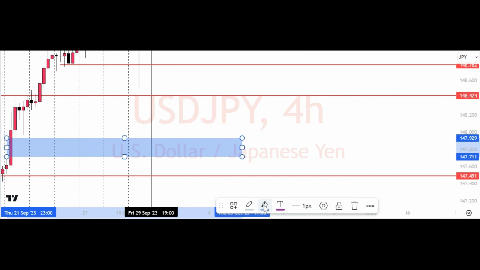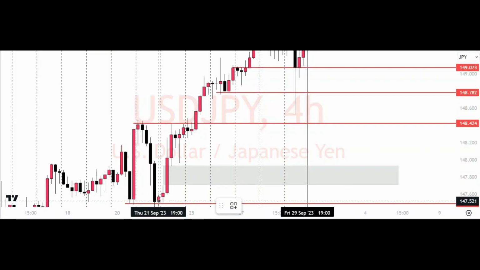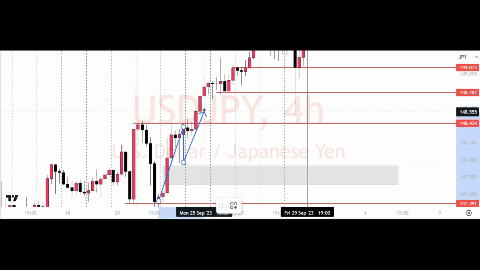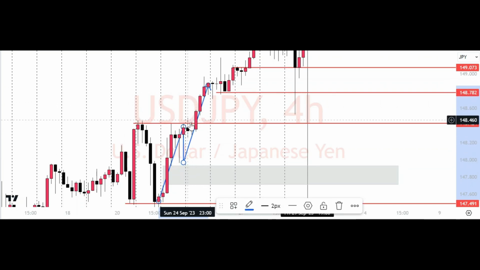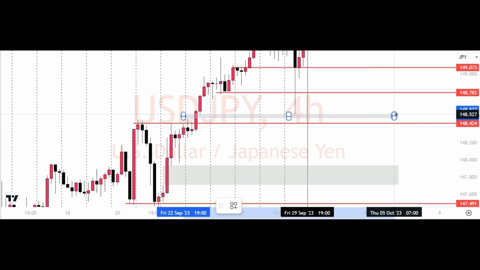So I would like to see how the market reacts in all of these fair value gaps that I'm going to find. From here, the market goes up, correct? But then it doesn't go into the fair value gap to cover up the imbalance, and then it goes up. And then I see another fair value gap right here, around here.